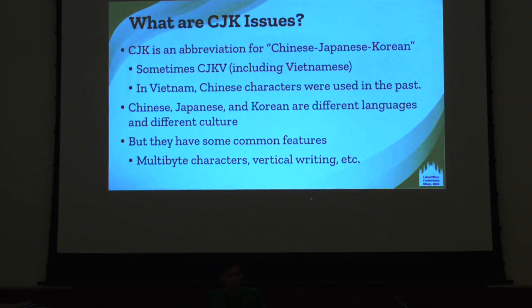CJK is an abbreviation for Chinese, Japanese, and Korean. Sometimes it is called CJKV, where V is Vietnamese. In Vietnam, in very old times, Chinese characters were used, but now they are not. So now it is mostly called CJK. Chinese, Japanese, and Korean are different languages and different cultures, but a little of the culture is the same. For example, they use kanji, Chinese characters, which are the same.